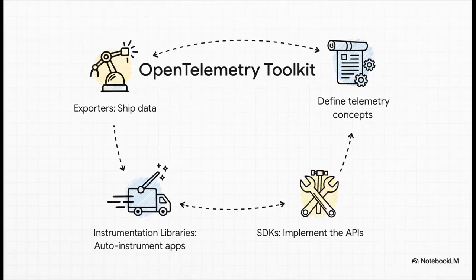So the OpenTelemetry project gives you this whole toolkit. You've got the APIs, which basically define the language of observability, words like span for a single operation or metric for a measurement. Then you have the SDKs, which are the libraries you actually add to your code to make it speak that language. Then there's the real magic, the instrumentation libraries. These are plugins that already know how popular frameworks like Flask or Spring work, and they do all the heavy lifting for you. And finally, the exporters. Think of these as the delivery trucks that package up your data and ship it to whatever backend you want.